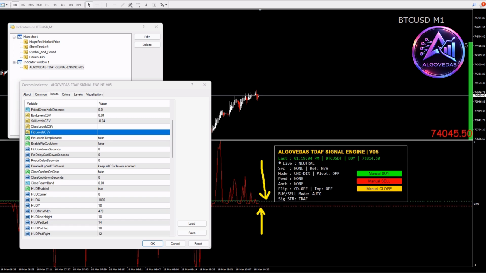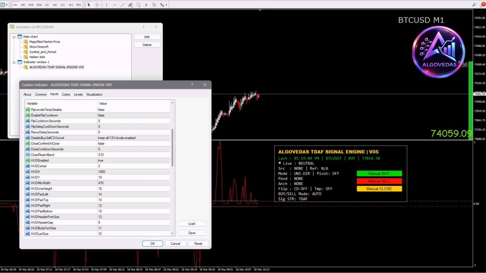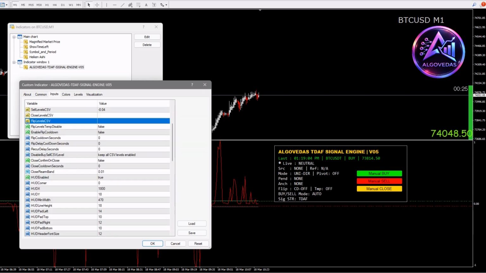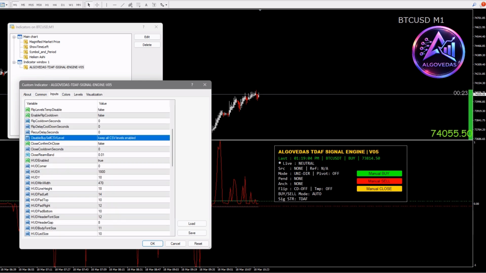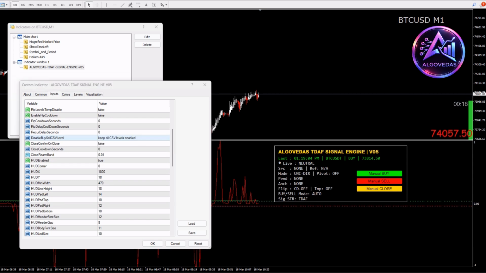No overtrading. No noise. You control frequency with recurrence delay. Flip cooldown, meaning no repeated signals, no instant reversals, no emotion and spam. This engine trades like a professional, not like a gambler. Here's something most systems don't have: level intelligence. You can disable levels permanently, or disable them after first use, and reset on zero cross. Why does this matter? Because real traders don't keep hitting the same level again and again.